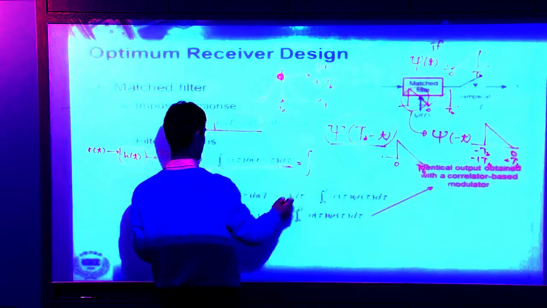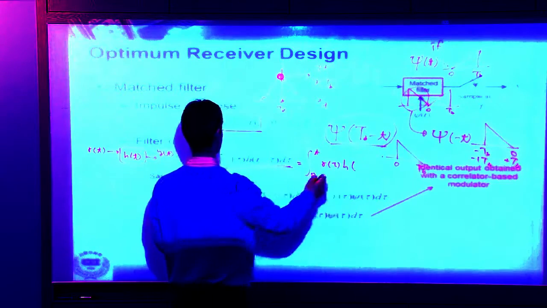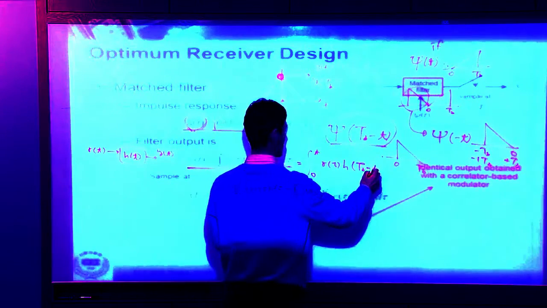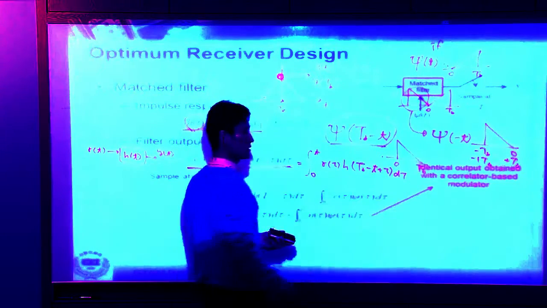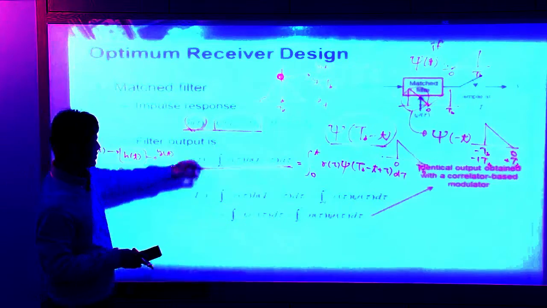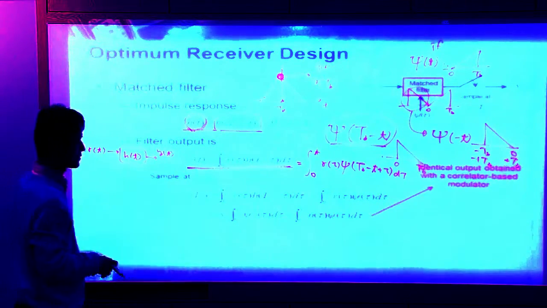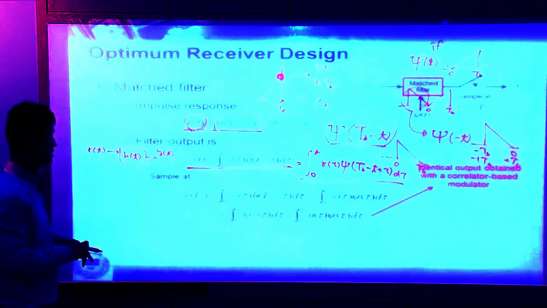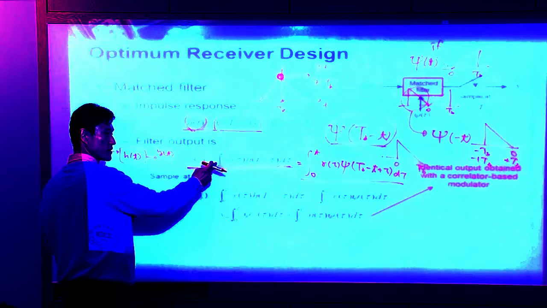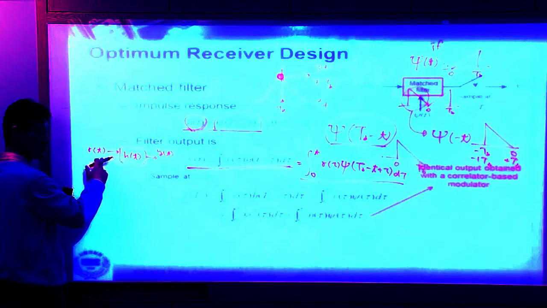Then this is going to be the integral of r(tau) times psi(TB minus (t minus tau)), something like this, not h. So I'm going to replace this h here with this. This is what you're going to get. That's the equation. And what is this? This basically means, let's come back here, this is basically convolution between these two.